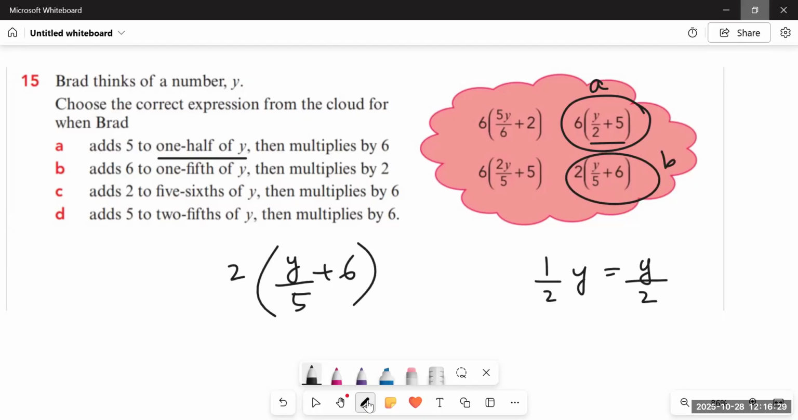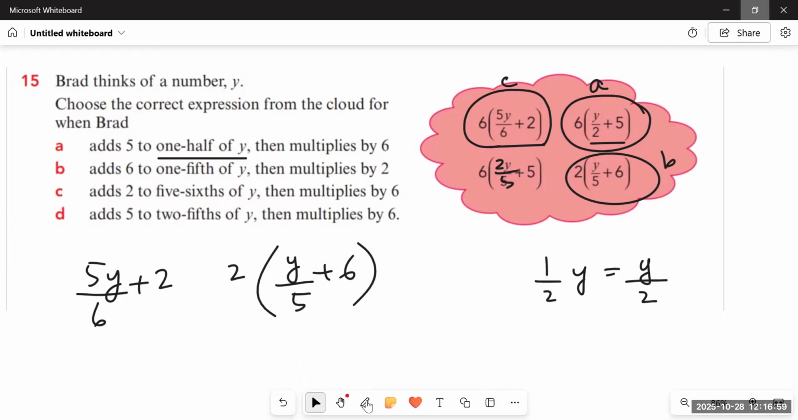Then comes adds 2 to 5/6 of Y. 5/6, 5Y over 6 plus 2. Where do we have it? Here it is. 5Y over 6 plus 2. Then multiplies it by 6. So this one is C. And the last one adds 5 to 2/5 of Y. 2/5, 2 over 5. Here it is, 2 over 5Y. Add 5 to it. So it becomes 2Y upon 5 plus 5. Then multiplies by 6. So this one is D.